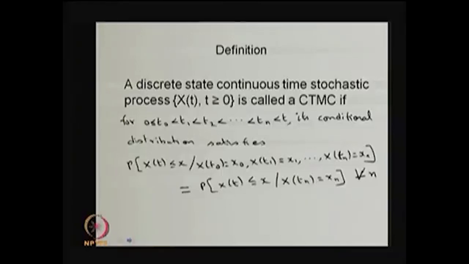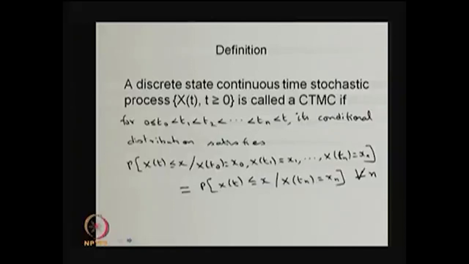That means t is a sort of future. What is the probability that the random variable will be in some state at the future time point t, given that you know the present state, where the system is at time point t n, that is small x n, and I know the past information starting from X(t naught) till X(t n minus 1)? That means, what is the probability that in the future the random variable X(t) will be in some state, given that it was in state x naught at time point t naught, in state x 1 at time point t 1, and so on.